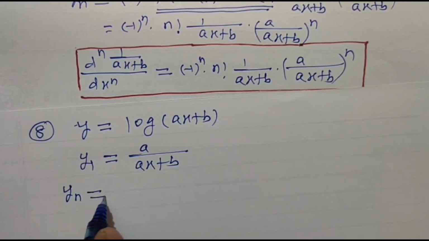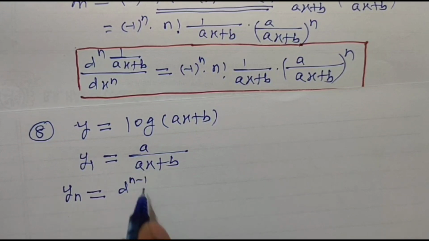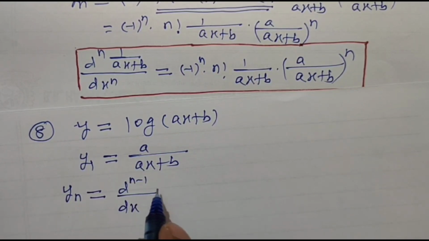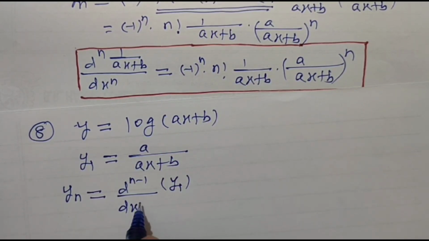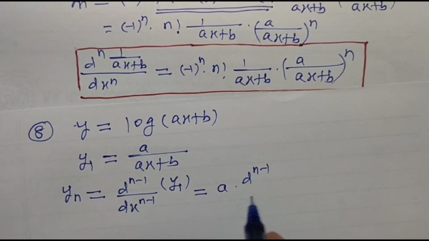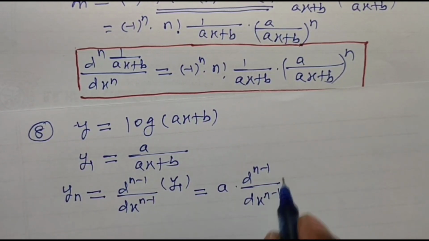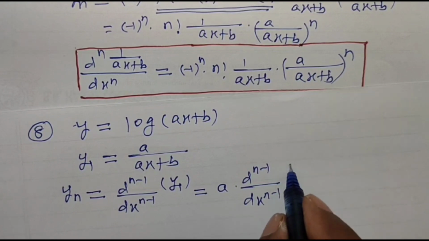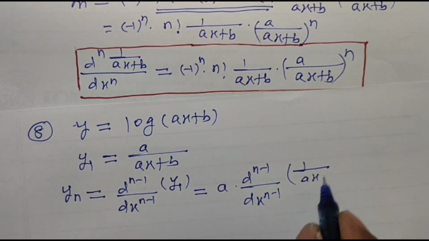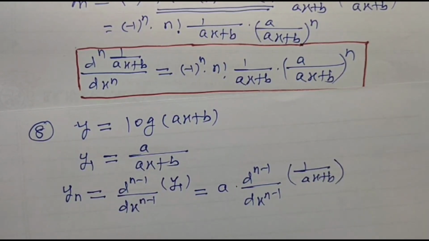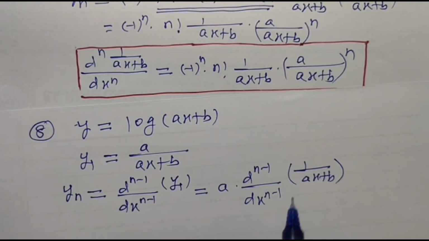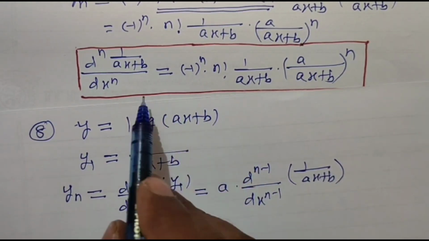So we can write yn is equal to the n minus 1th derivative of y1 with respect to x, d to the power n minus 1. This is equal to a, which is constant, times the n minus 1th derivative of 1 upon ax plus b, since y1 is a upon ax plus b. Okay, now what we have to do? The nth derivative of 1 upon ax plus b is this one.